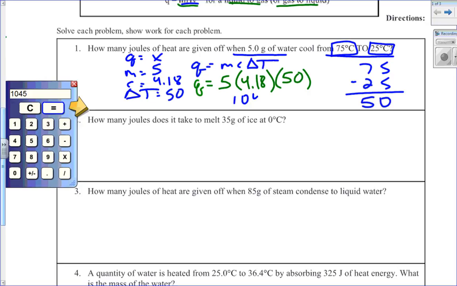Make sure you include units on these. You're solving for heat. It asks you how many joules of heat are given off, so you're going to then indicate units there. So that's your final answer for question 1.